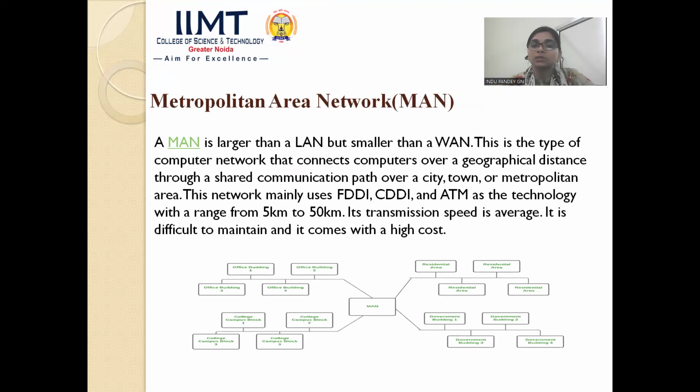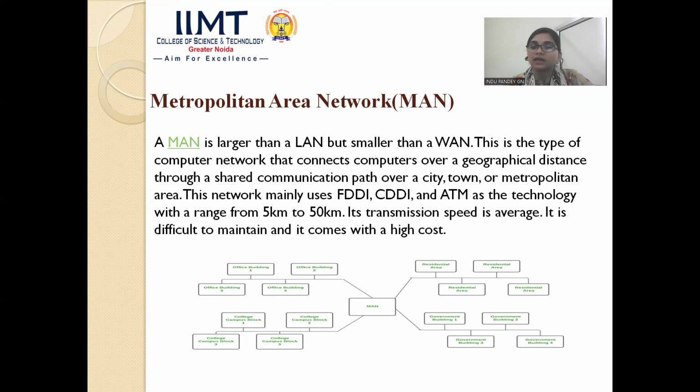Next, we will discuss an important network, the Metropolitan Area Network, also known as MAN. A MAN is larger than a LAN but smaller than a WAN. This type of computer network connects computers over a geographical distance through a shared communication path over a city, town or metropolitan area. This network mainly uses FDDI, CDDI and ATM as technology with a range of 5 km to 50 kilometers. Its transmission speed is average. It is difficult to maintain and it comes with high cost.